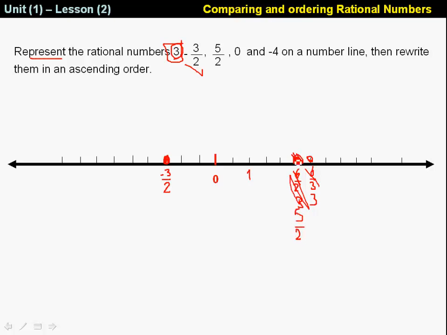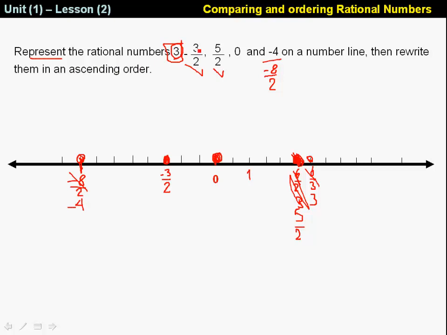Which can be represented as a small circle. And 0 is here, can be represented as a small circle. Minus 4, we can write it as minus 8 over 2. So we have to count 8 distances or 8 steps here. 1, 2, 3, 4, 5, 6, 7, 8. So this point is minus 8 over 2, which is minus 4.